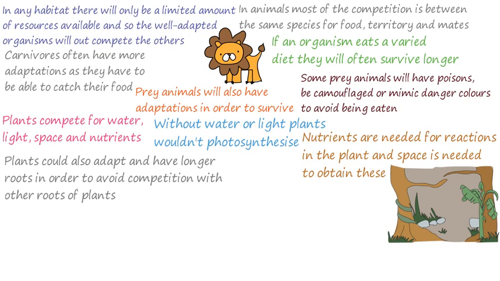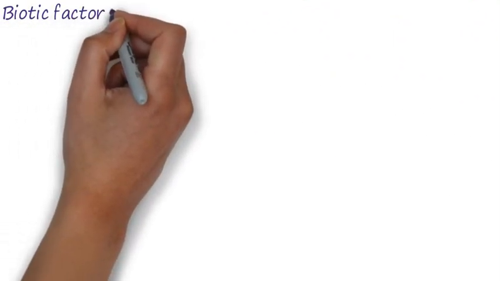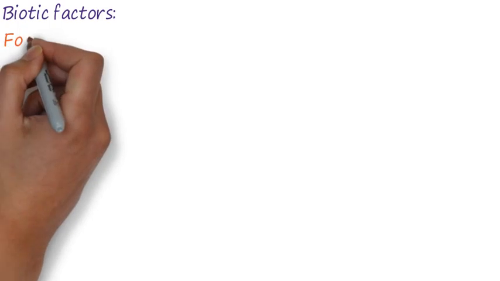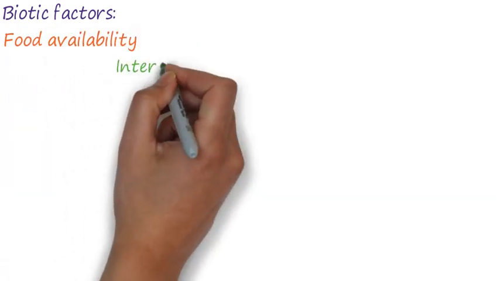Plants can also adapt and have longer roots in order to avoid competition with the roots of other plants. In order to avoid competition with its own seedlings, a plant will have an effective way of spreading seeds. There are many different factors which could affect a community, both biotic and abiotic factors. In order to survive, organisms must adapt to suit or overcome these conditions.